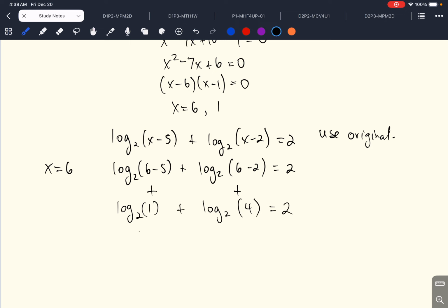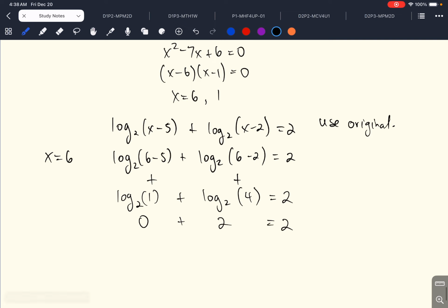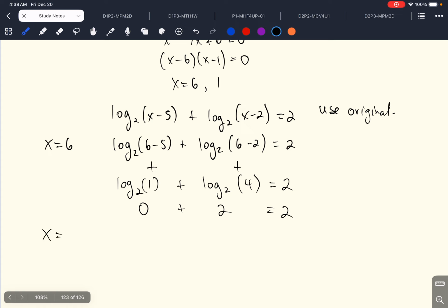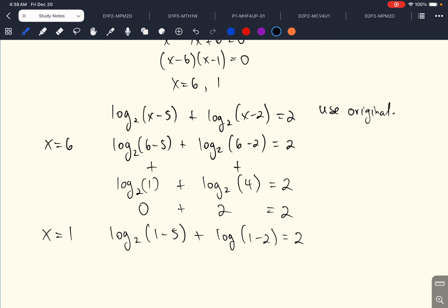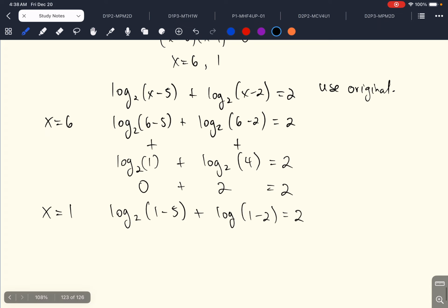Equals 2. So this first logarithm is 0, and the second logarithm here is 2, and that's equal to 2 when I add them together. So we're okay there. Now, if I try the other solution, x equals 1, here we encounter an issue. We're going to have log of 1 minus 5 plus log of 1 minus 2, and both of these logarithms have negative arguments. When you have a negative argument, you can't evaluate that. 2 to the power of any number cannot be a negative number. So we have an extraneous root here.